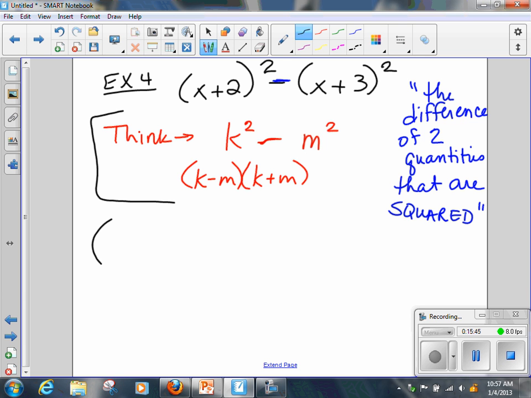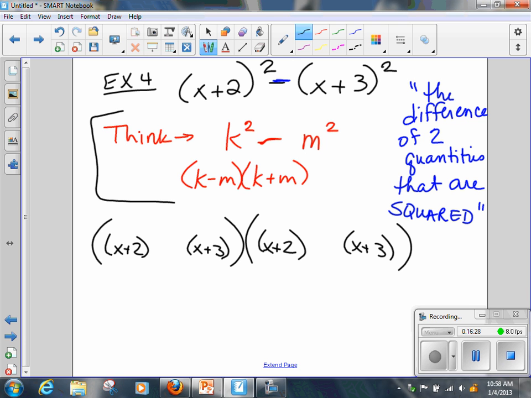Check this out. I'm going to have two sets of parentheses. How do you figure out what goes in the first spot? Well, you take the square root of that first term. Folks, what's the square root of x plus 2 quantity squared? It's the quantity, x plus 2. So watch, x plus 2, x plus 2. What's going to go in the next two spots? What's going to go there? Say it, I can't hear you. X plus 3. X plus 3.